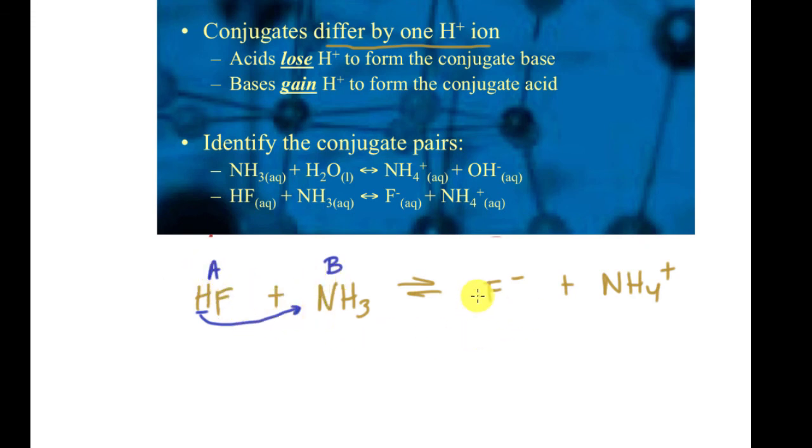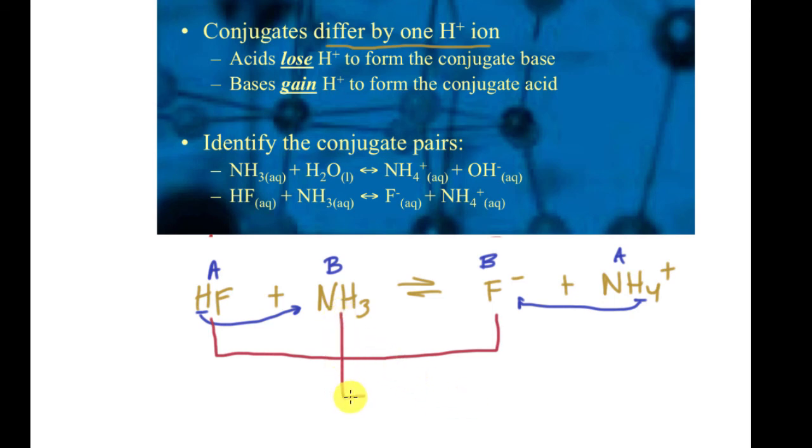Now over here, the fluoride is going to take a hydrogen ion to go back in this direction to create back the hydrofluoric acid. That makes this the base, and therefore this is the acid. So what are my conjugate pairs? Well, my conjugate pairs are going to be hydrofluoric acid and the fluoride ion. That's one conjugate pair. My second conjugate pair is the ammonia and the ammonium.